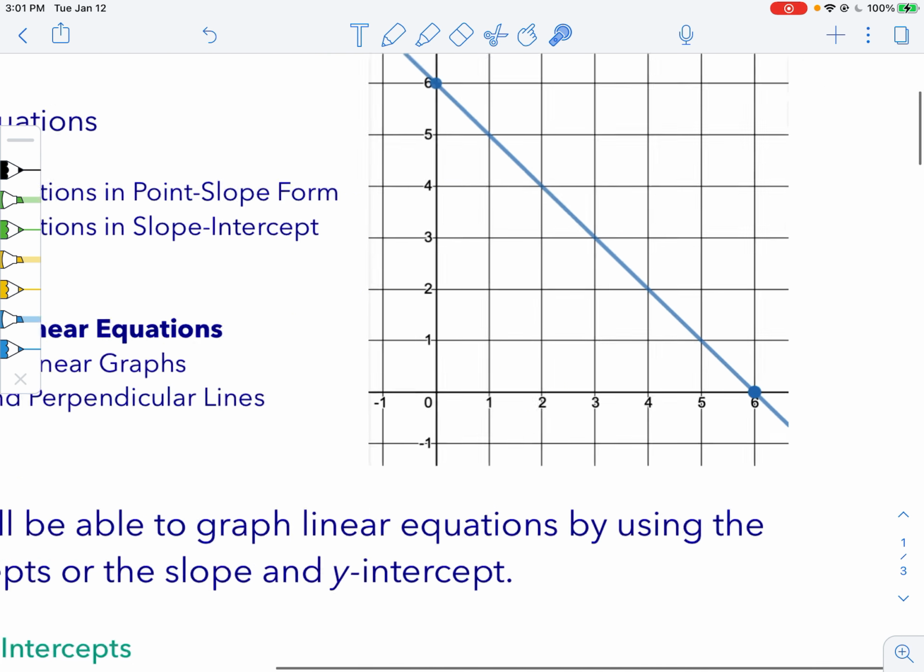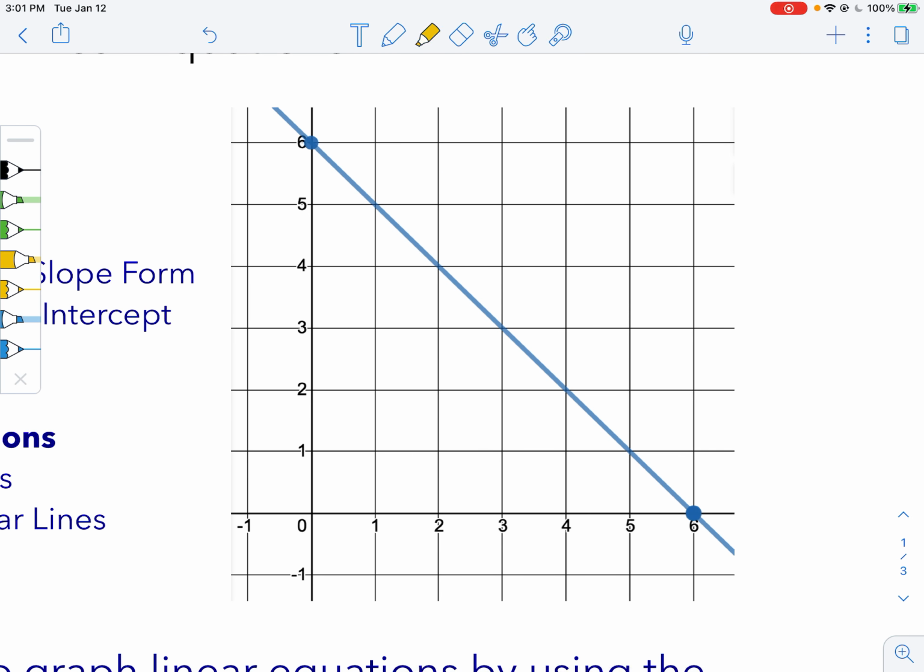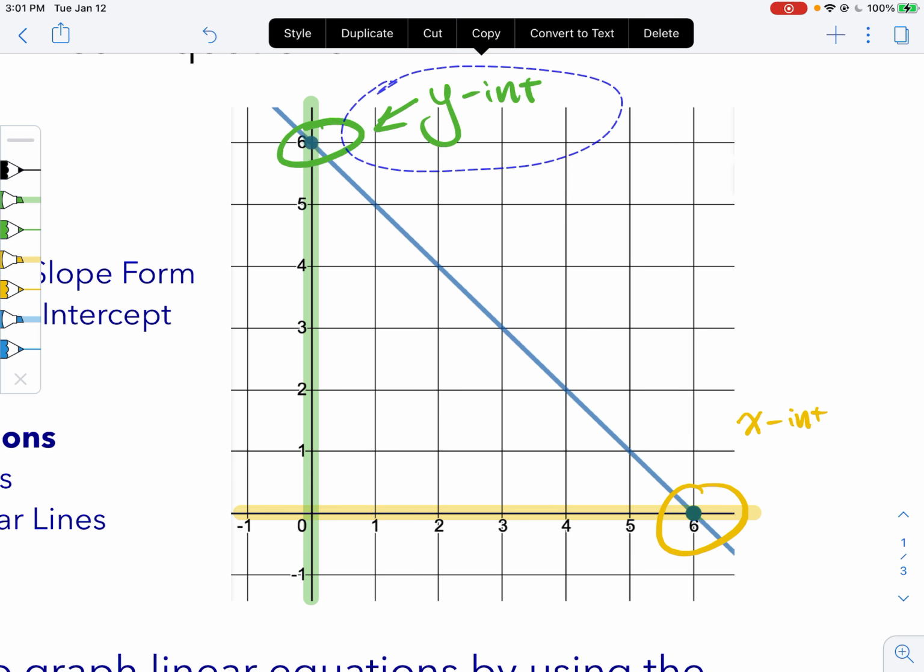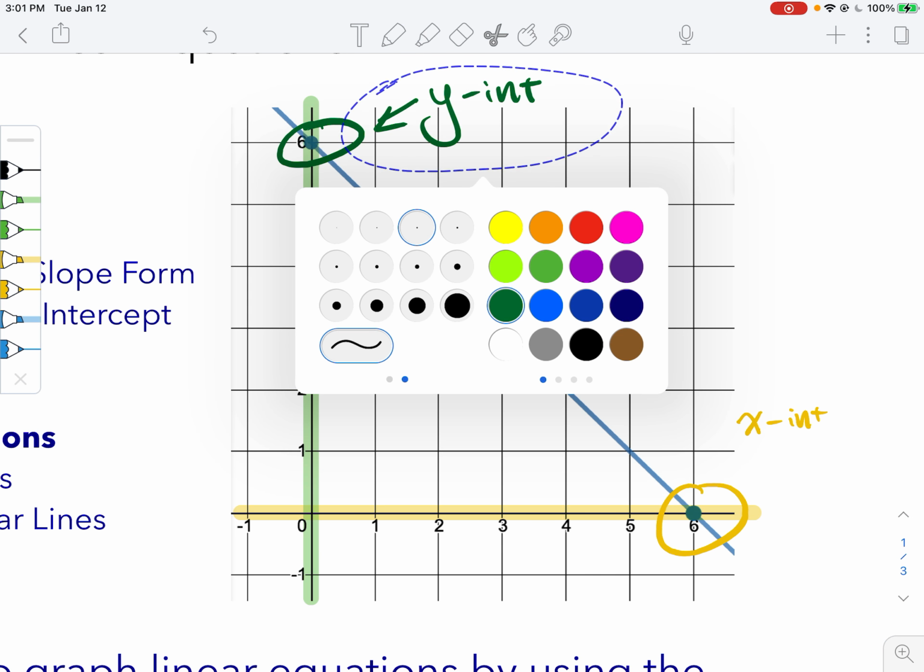So to find the x-intercept of a graph, that's where the graph intersects the x-axis. It's going to be this point right here. That's our x-intercept. Similarly, our y-intercept is where the graph intersects the y-axis. So that's our y-intercept right there. In fact, I'm going to make these a little darker so that they stand out just a little bit.